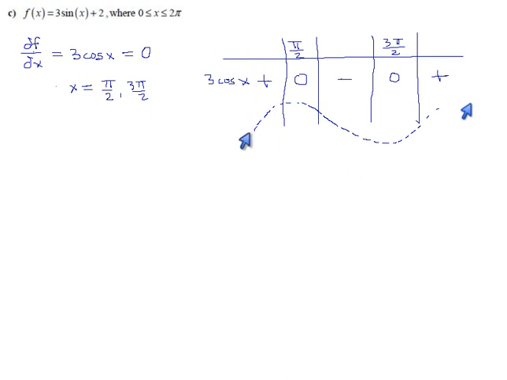So we can say that our intervals of increase, let's see, we increase from 0 up to pi by 2. And we also increase from 3 pi by 2 up to, but not including, 2 pi.